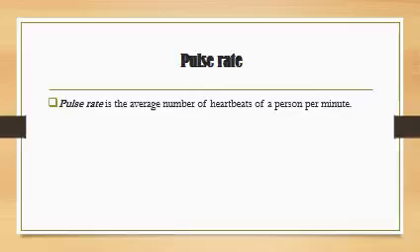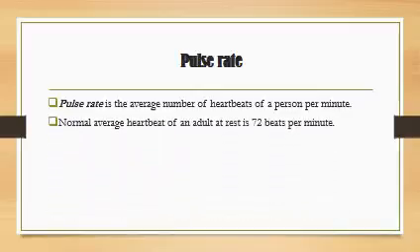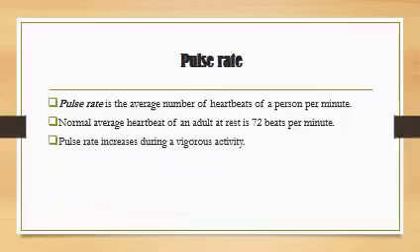Then let us finish by looking at the pulse rate. The pulse rate is the average number of heartbeats of a person per minute, and the normal average heartbeat of an adult is 72 beats per minute.